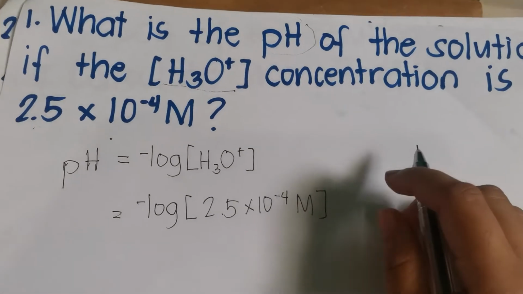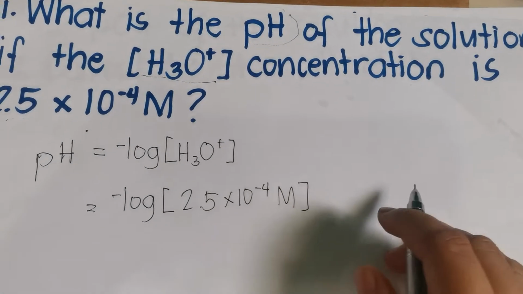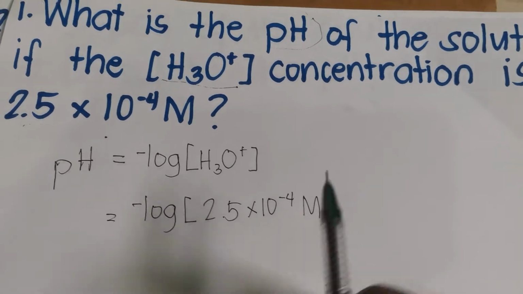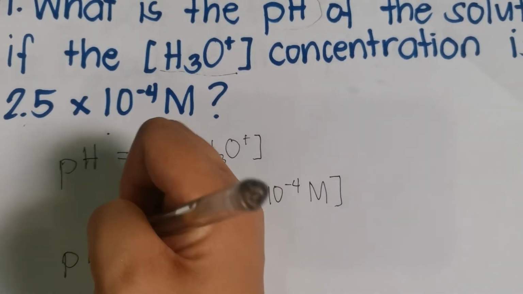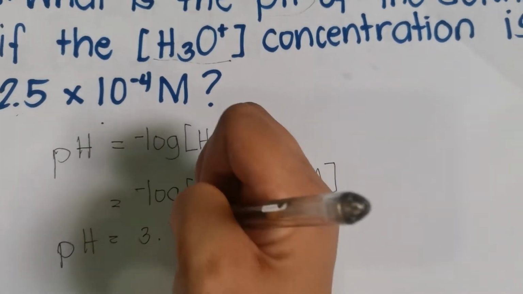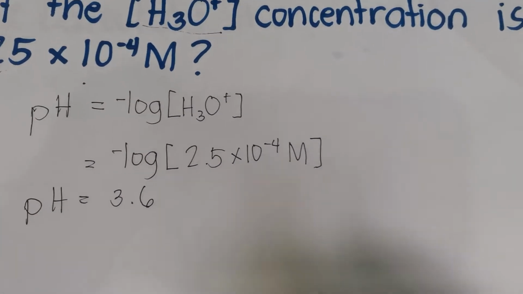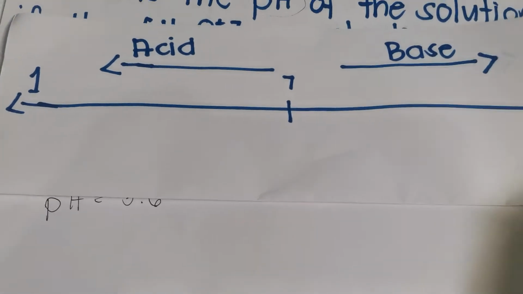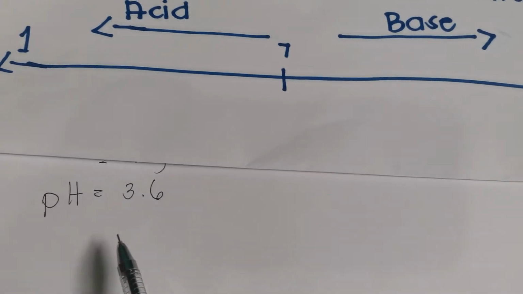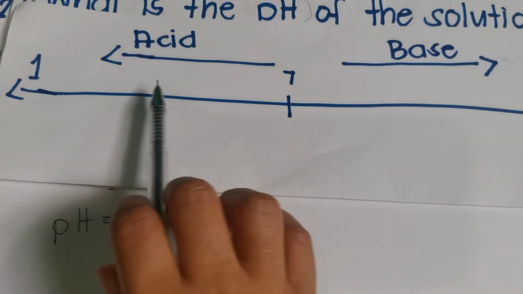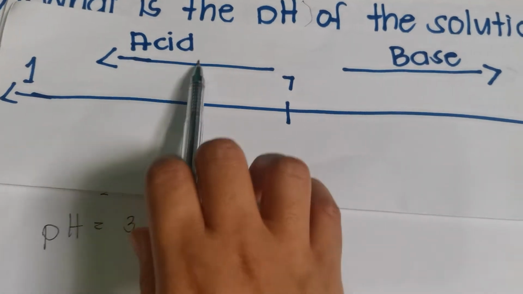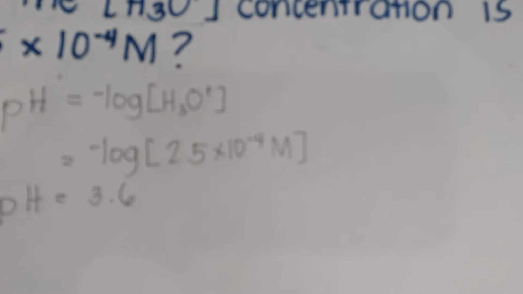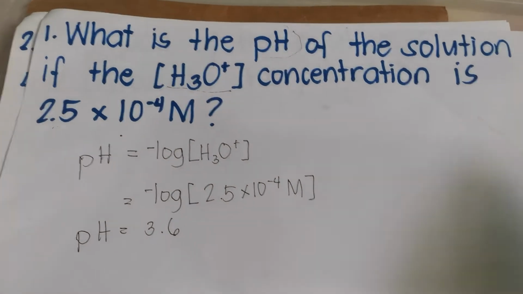Then we calculate it using a scientific calculator. Just type negative log, then parenthesis, 2.5 times 10 raised to negative 4. The answer comes up as pH equals 3.6. That is the reason why I asked you about the scale a while ago, because you need to identify whether the solution is acidic or basic. Because the answer is 3.6, it falls in this part, which means the solution is acidic. So that is the solution for number 1.